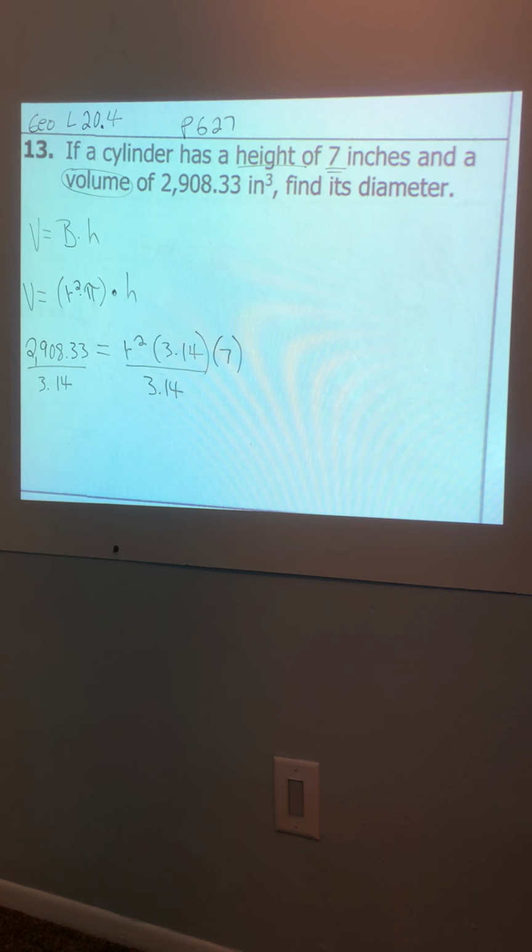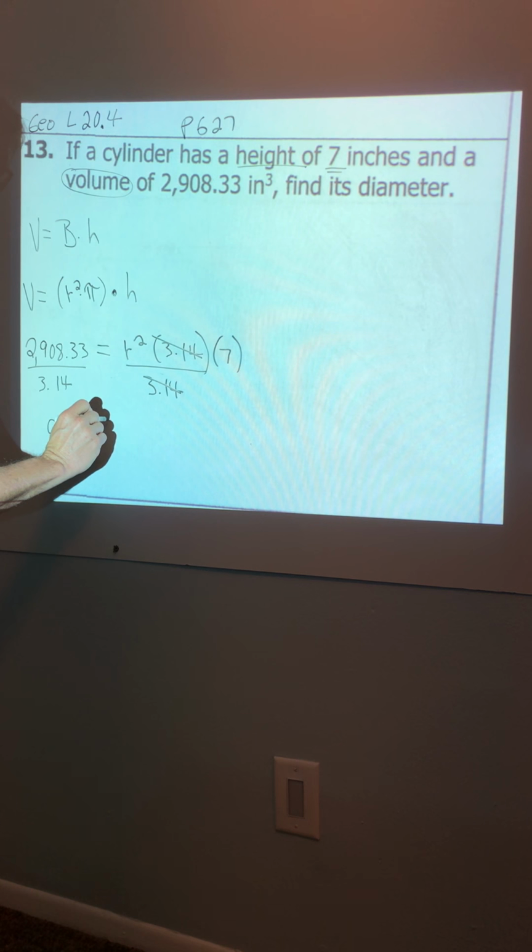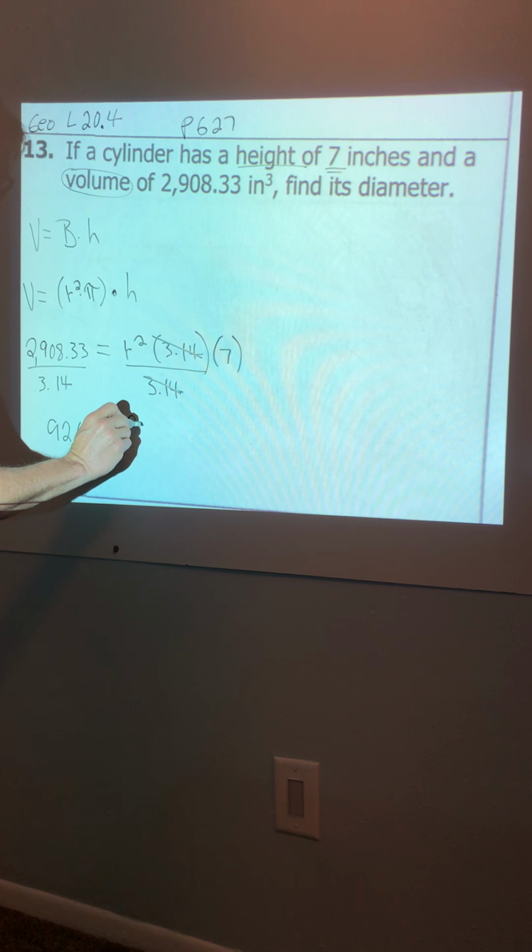Okay, so here we go, calculator time. 2,908.33 divided by 3.14. I get the magic number of 926. All right, I'm going to put 926. The pi's have dropped out. You're now left with 7r squared. So you're going to divide by 7, divide by 7. Okay? Who can beat me to that? Come on, there's always someone that's quicker than me. All right?